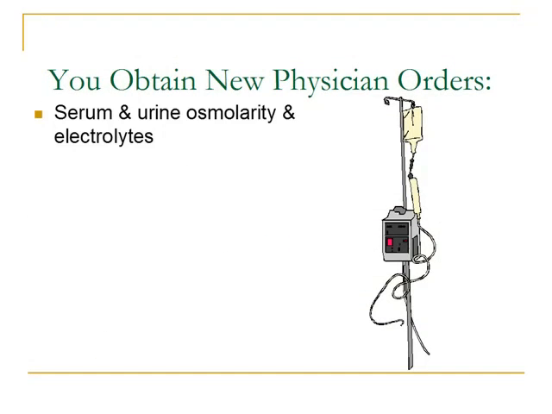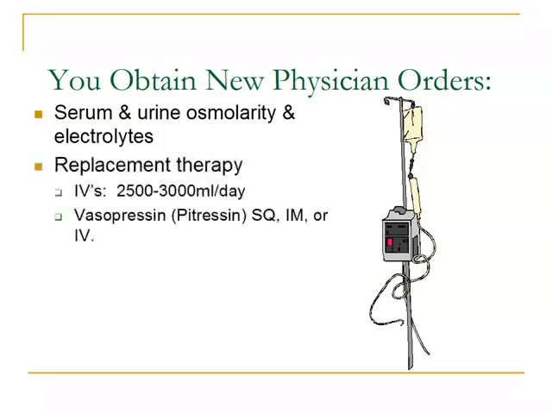So we get some orders to monitor the serum and urine osmolarity and the electrolyte values, and get orders for the IV to be increased up to 3 liters per day, and to go ahead and have an order for vasopressin to be given IM, sub-Q, or IV.